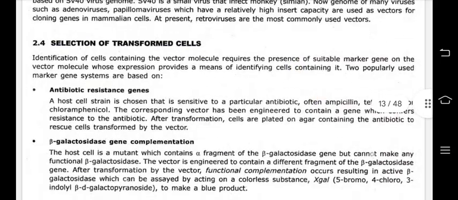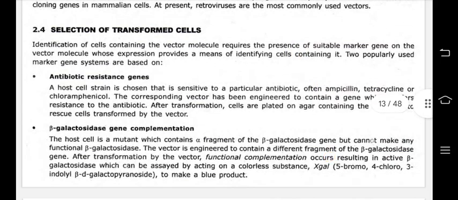Then, selection of transformed cells. Identification of cells containing the vector molecule requires the presence of a suitable marker gene on the vector molecule, whose expression provides a means of identifying cells containing it.